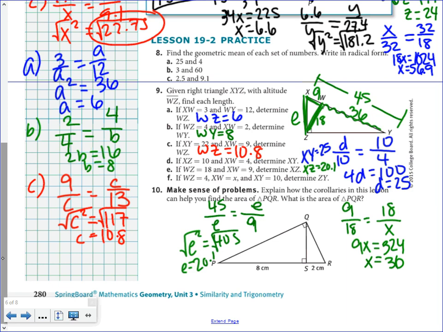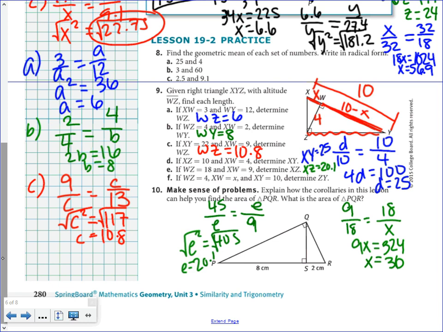Now we've got part F left. And this is the one that's a little bit different. WZ is 4, and XW is X, and X to Y is 10. So on this one, we're looking for YZ. We're looking for this length here. But before we can find it, we're going to have to find the length of the longer part of the hypotenuse. So I know that the whole hypotenuse is 10, and I know this portion is X. So this portion is going to be 10 minus X.